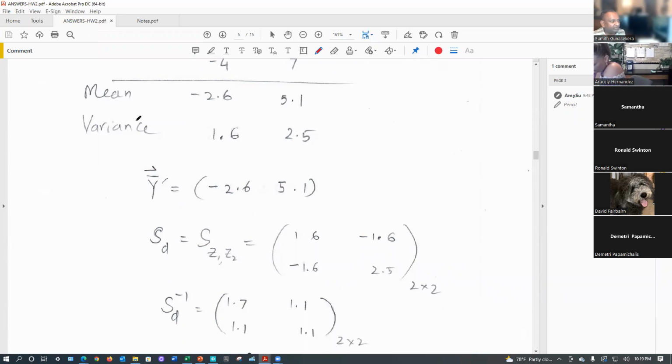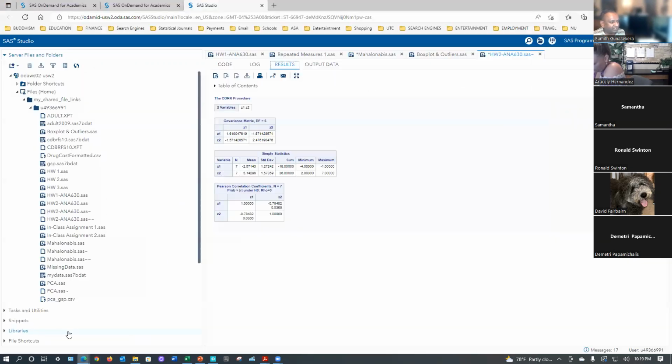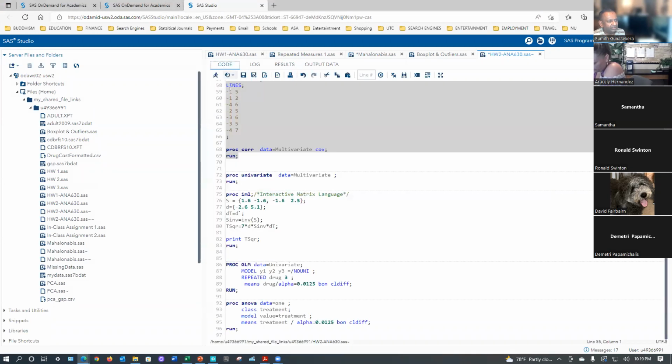Now you're going to get the inverse. How do you get the inverse of that? I'm going to get this one, S. I put over here 1.6, negative 1.6. Next, this one is the D, because I'm trying to get that T2 at the end of the day. That's why I'm trying to do everything at the same time. So the D would be the difference, 2.6 and 5.1.